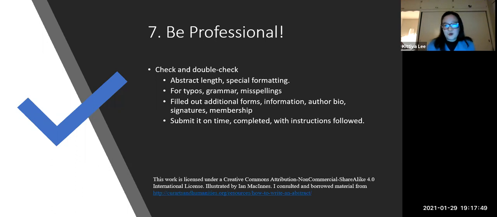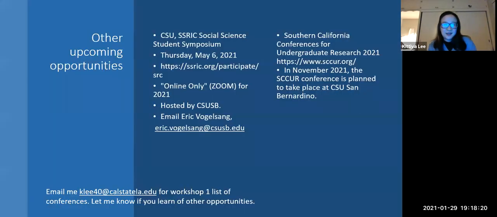Fill out everything that's required. In some cases, when you start moving away from school conferences and into professional associations, they would require membership, signatures, things like that. So make sure you've complied with all that. And then make sure it's complete, follow instructions, and submit it on time. So those are the 7 steps. And you could begin this all immediately right now for the next 2 conferences coming up.